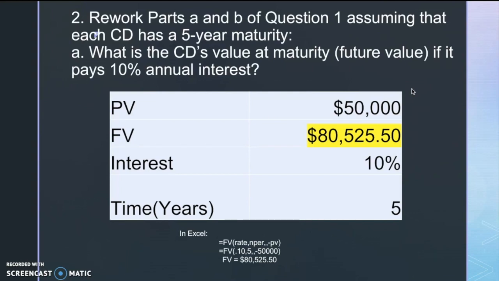Question 2 asks us to rework parts A and B of question 1, assuming that each CD has a 5-year maturity. So we still use the future value function in Excel, but this time instead of changing the rate, we're changing the time, or the NPER as it is known in the formula. So if we pay 10% annual interest with a CD that has a 5-year maturity, our future value will be $80,525.50.